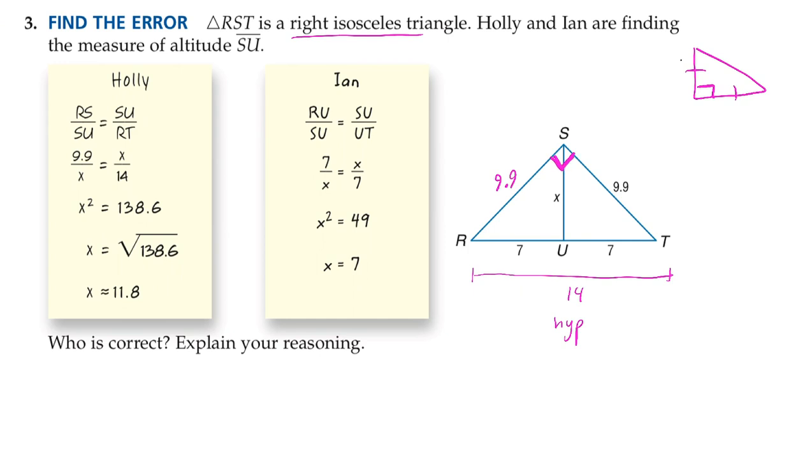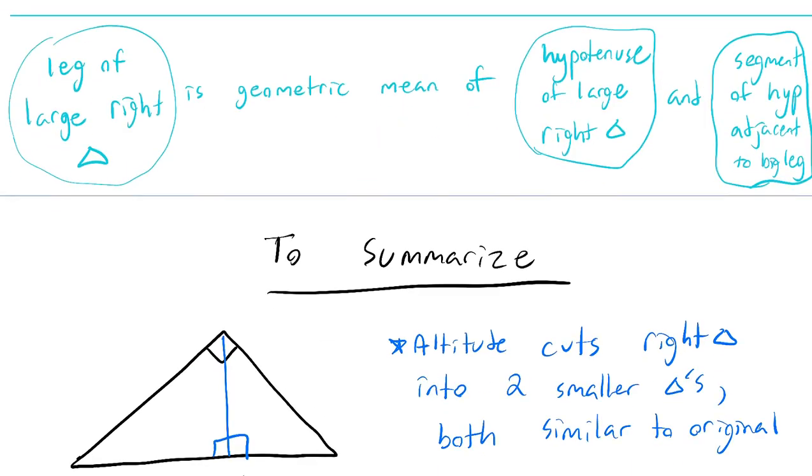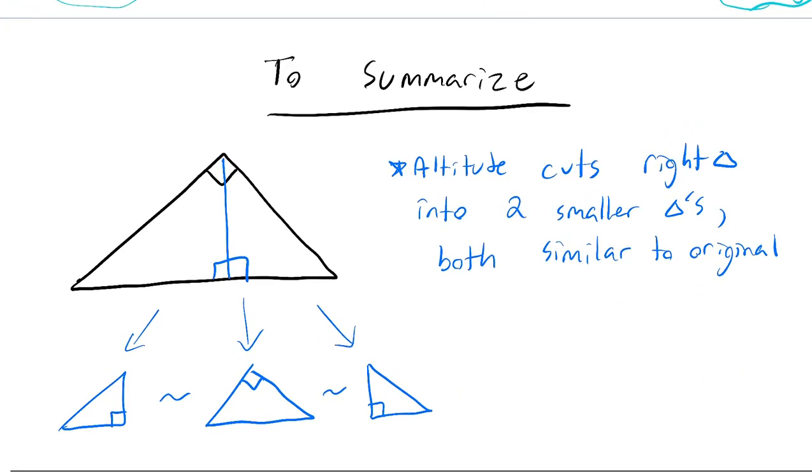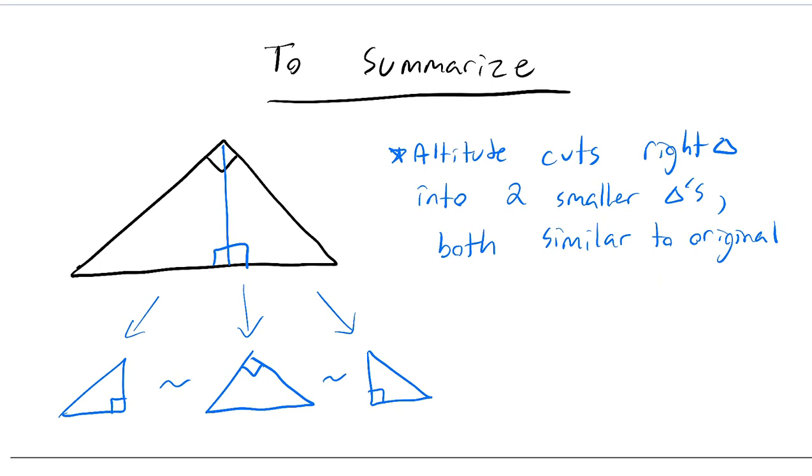Okay. Holly and Ian are finding the measure of altitude SU. Well, we could do 2 things here. We could either use the theorem. So we go up to our theorem and we say, oh, I skipped the summary here. I want to write it. So let's just summarize the whole lesson right now, okay?